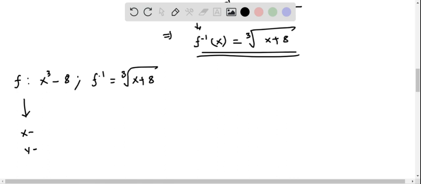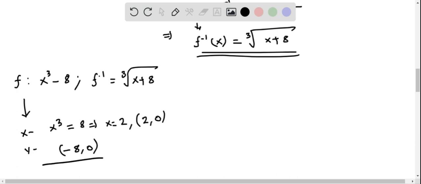For the x-intercept, we put y equal to 0, that is f equal to 0, and I get the relation x cubed equals 8. So x equals 2, which means the x-intercept of function f is (2, 0). Similarly, to find the y-intercept, we put x equal to 0. When we do that, we get (0, negative 8). So we now know these two vital points.